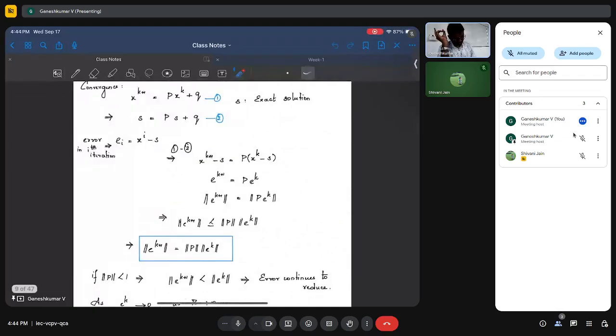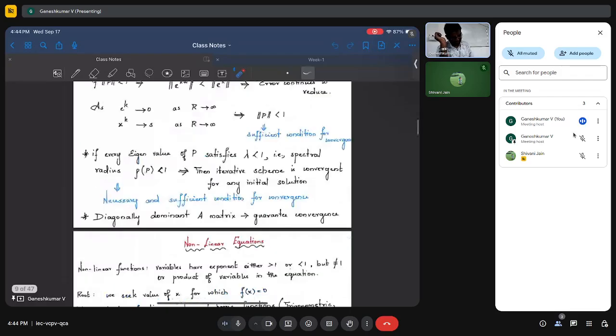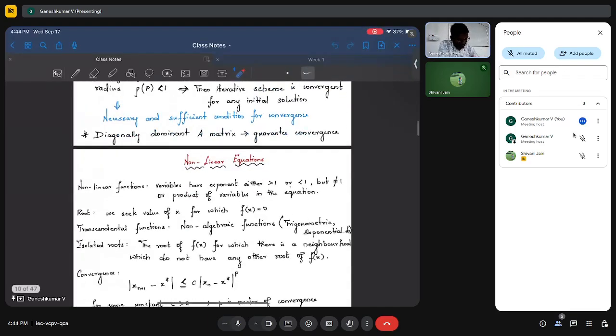That is one thing. And if every eigenvalue of P satisfies this, the spectral radius becomes this. These are giving the necessary and sufficient condition for convergence. I will leave it up to you to revise this.